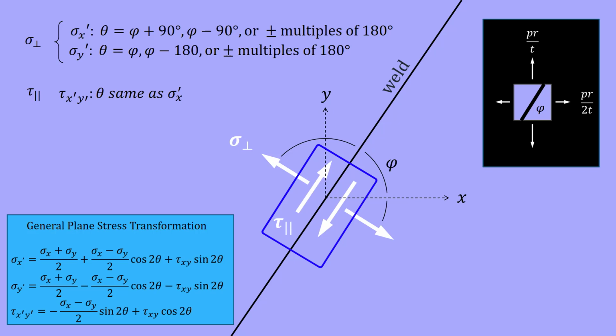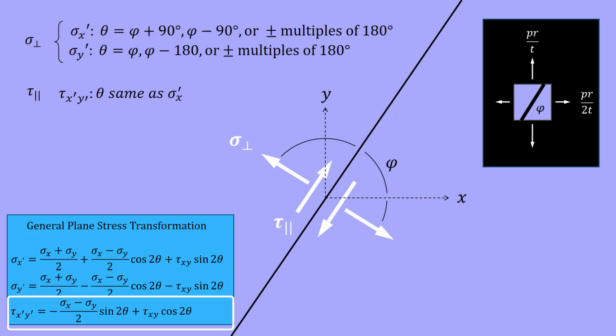The shear stress acts parallel to the weld plane. I will use the tau x prime y prime equation to find it. The angle theta is the angle between the x-axis and the direction vector normal to the plane on which the shear stress acts. In other words, I would use the same theta as used in the sigma x prime equations.